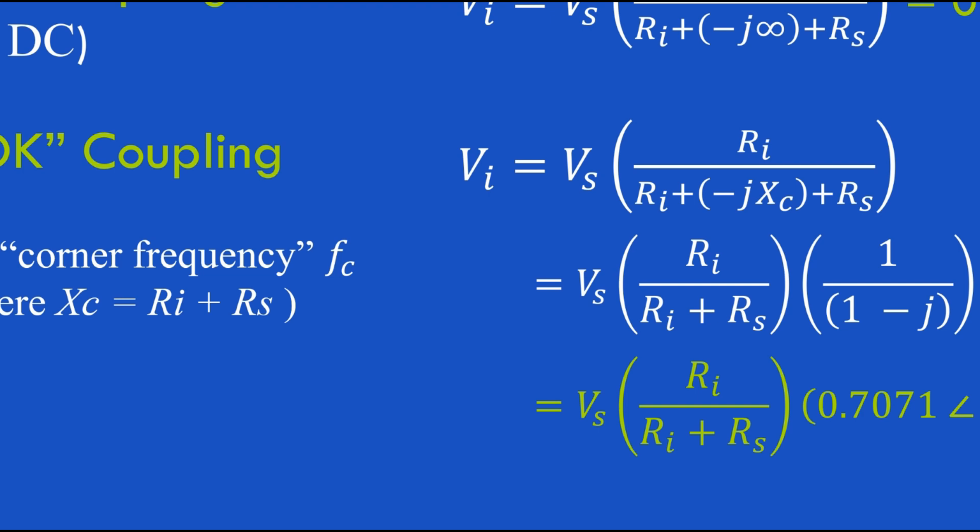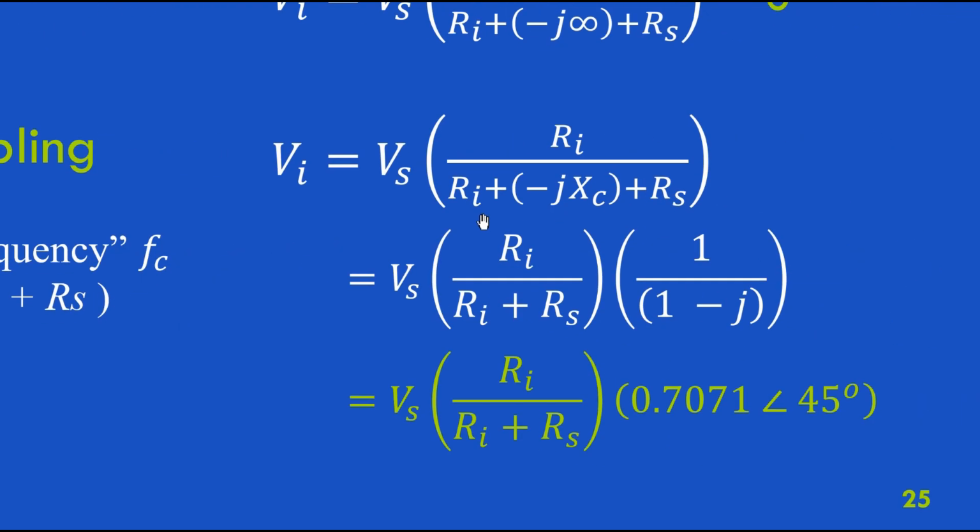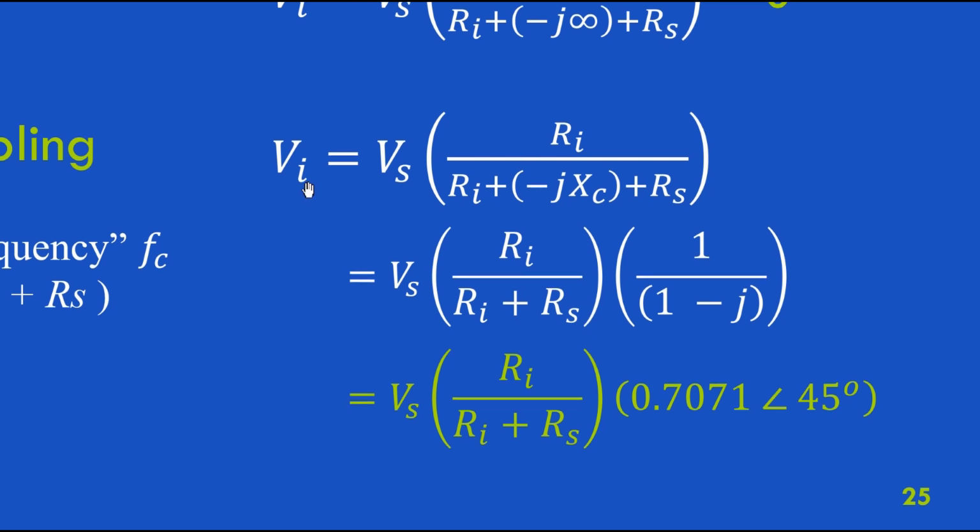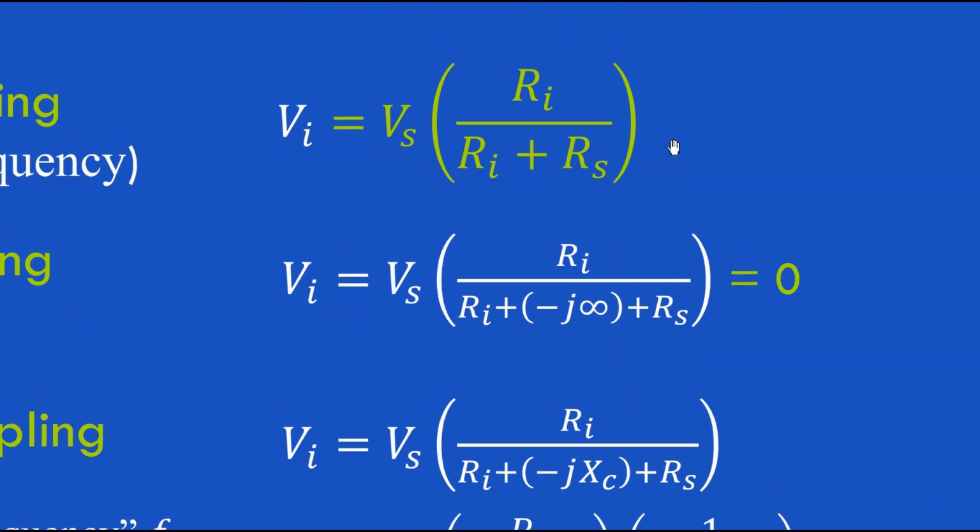Now, if you're uncomfortable with all this J stuff because you really haven't messed with complex numbers, or you haven't realized that electrical engineers use J instead of I in complex number math, the net result is shown here. We end up with Vi equals Vs times the quantity Ri over Ri plus Rs times another term. Without that other term, it would just be what we would have for full coupling. So this last term multiplies what we would normally get with full coupling.